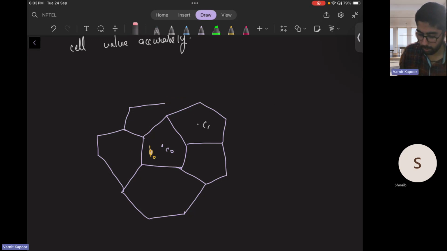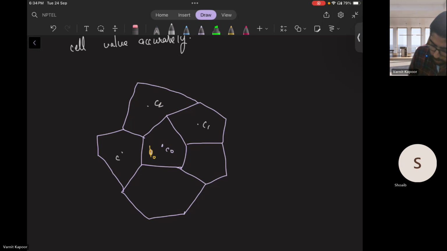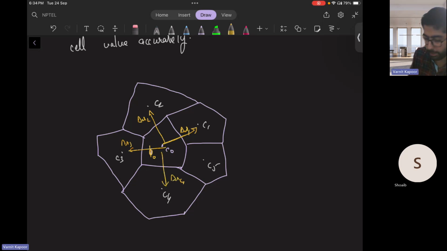I have made a mistake there, so we draw once again. Suppose this kind of cell, whatever cell it is. So this is C2, C3, C4, C5. Then this is delta R1. Now it's from centroid to centroid, not from centroid to face. Make sure that, like earlier, we have delta R2, delta R3, delta R4, and so on, delta R5.